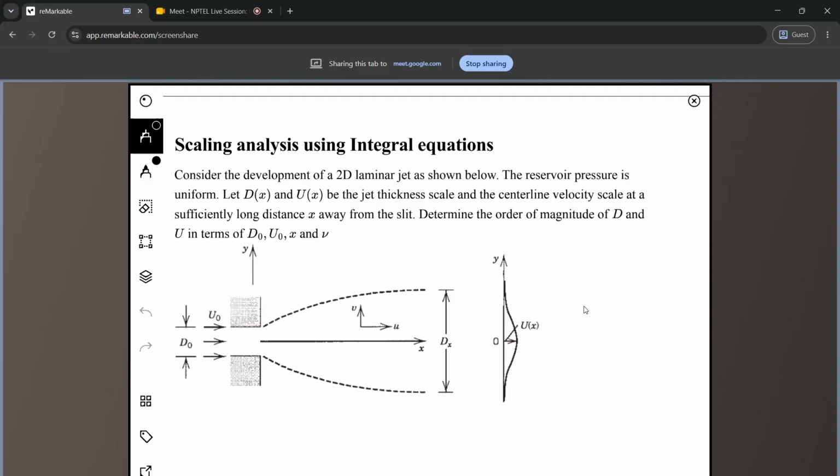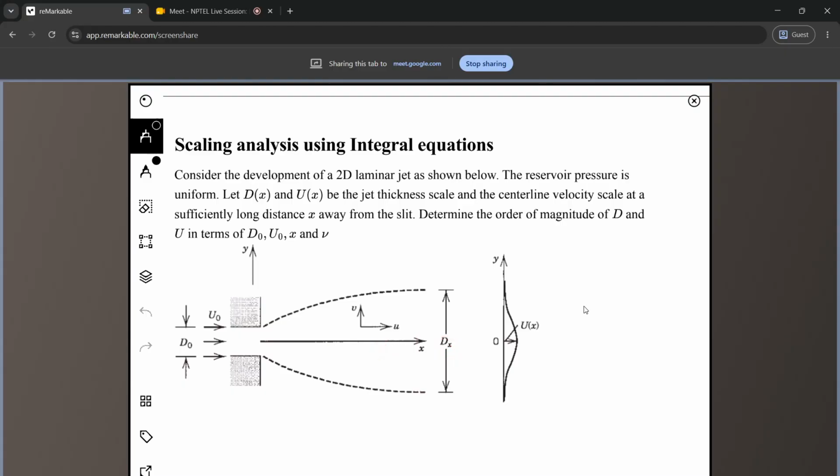So let's consider this problem where you have a jet coming with a uniform velocity u naught. The initial thickness is d naught of the slit. As the jet comes out, you can consider this as a nozzle spray. Once it comes out, it will start expanding in this way. As it expands, the diameter at any particular x location, x being the direction of the flow, is given by d x.